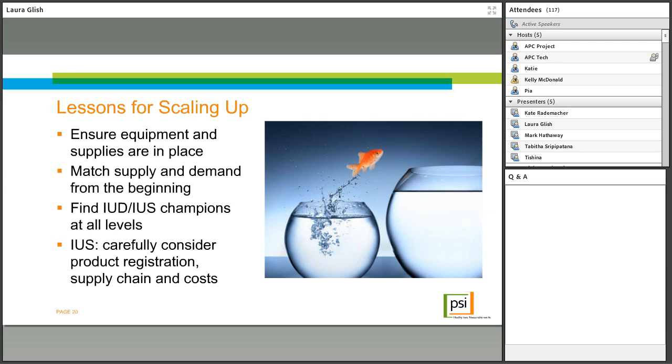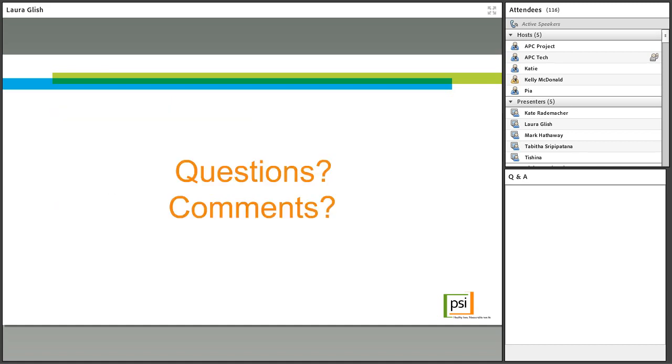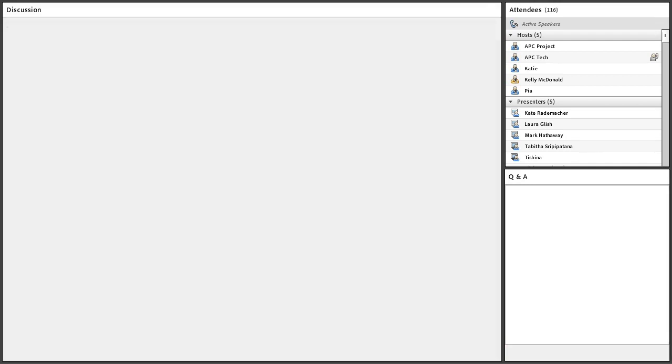Finding IUD and IUS champions at all levels, from the client level to the provider level to the Ministry of Health level, is very important in ensuring that women have the opportunity to learn about IUDs and providers have the opportunity to provide them. And with the IUS, as Kate mentioned, there are a couple of different product options. There are very few countries right now that the IUS is registered in, and the cost of the product and supply chain should also be taken into consideration. Thank you very much, and I will pass it back over to Tabitha for the next phase.